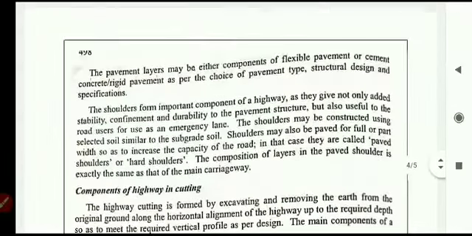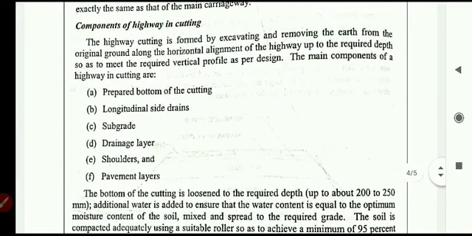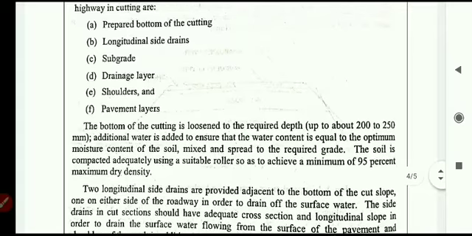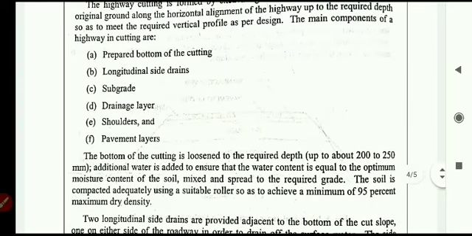Then next comes across the cutting. The components across the cutting are preparation of bottom of the cutting, longitudinal side drains, subgrade, drainage layer, shoulders and pavement layers. Preparation of bottom of cutting, longitudinal side drains, subgrade, drainage layer, shoulders and pavement layers.